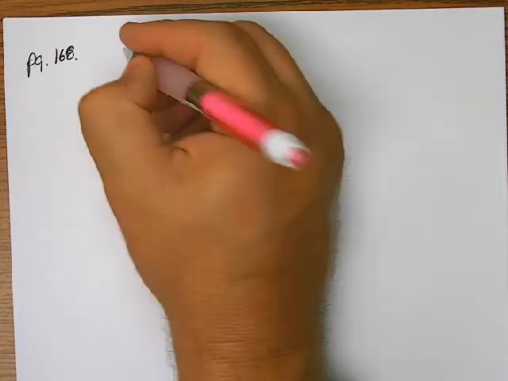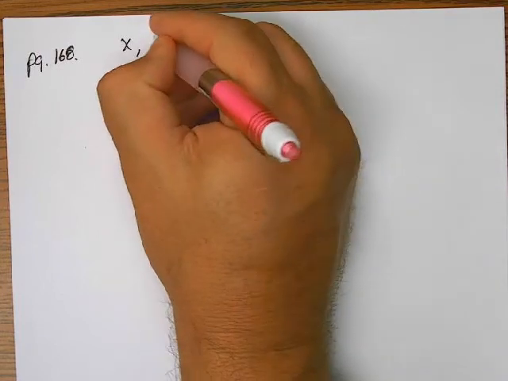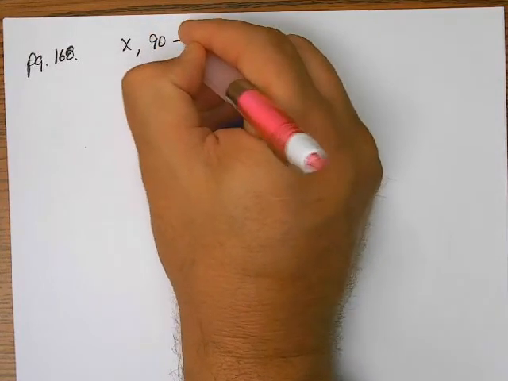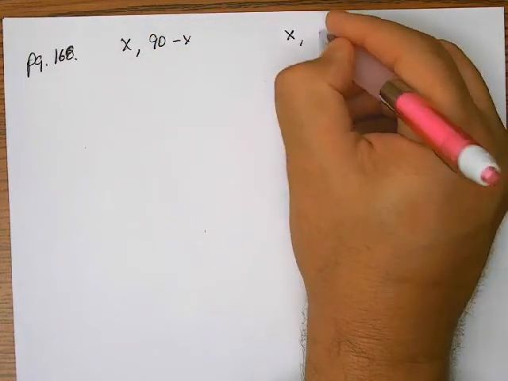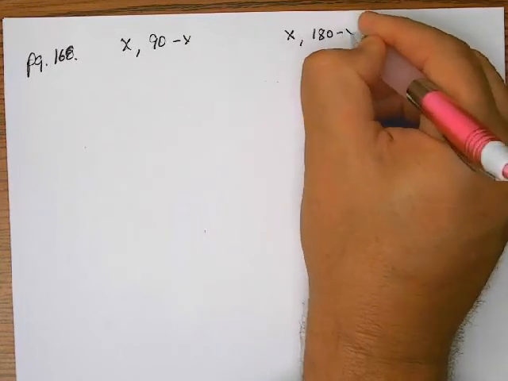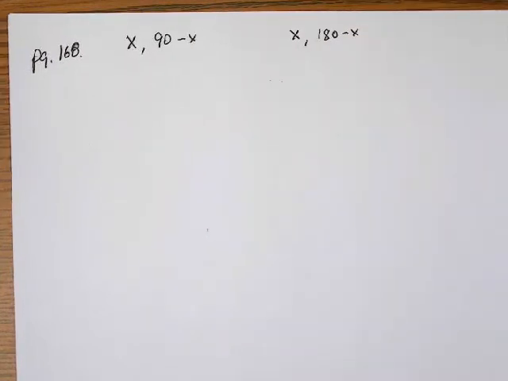You can represent the measures of an angle and its complement as x degrees and 90 minus x degrees. Similarly, you can represent the measures of an angle and its supplement as x degrees and 180 minus x degrees. Use these expressions to find the measures of the angles described.